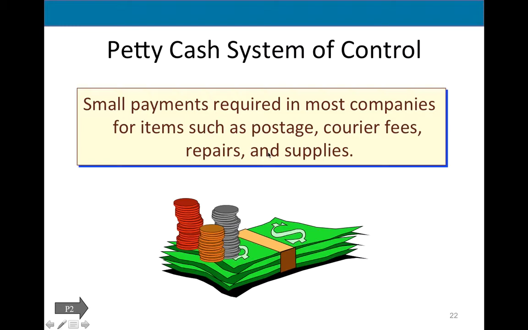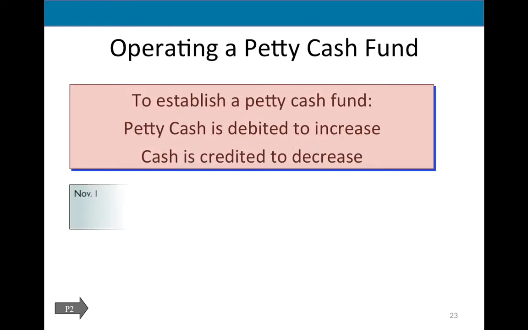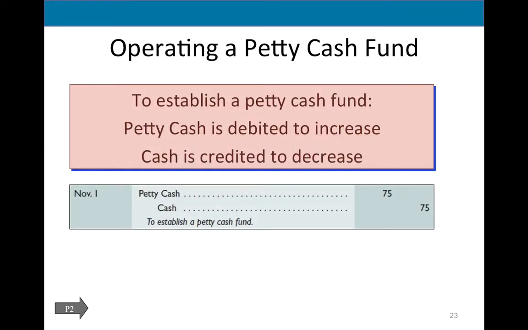Since it's the actual cash on premises, we have to have tight control over it. So to establish a petty cash fund, we pretty much write a check to ourselves. We decide that our petty cash fund is going to be $75 or whatever it is, $100, $200. So you write a check to yourself. You debit petty cash, it's a new account, a current asset. You credit cash.